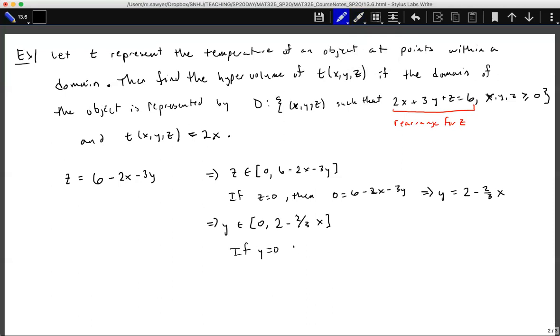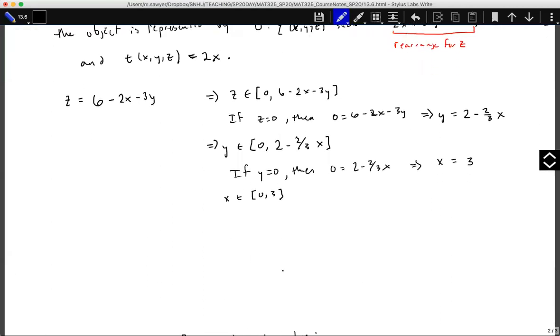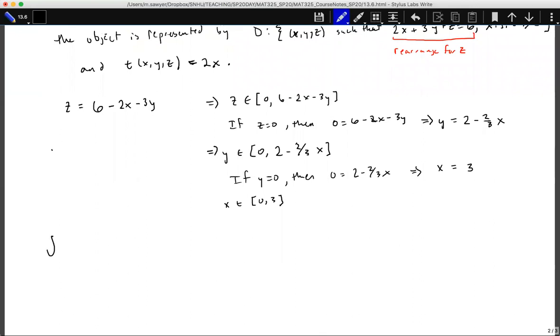We can do the same thing for x. If y equals 0, then 0 equals 2 minus 2/3 x. This implies that our upper bound for x has to be 3. So x goes from 0 to 3 as its bounds. Now we can set up our integral. Our integral is now set up as 0 to 3, 0 to 2 minus 2/3 x, and 0 to 6 minus 2x minus 3y of 2x dz dy dx.